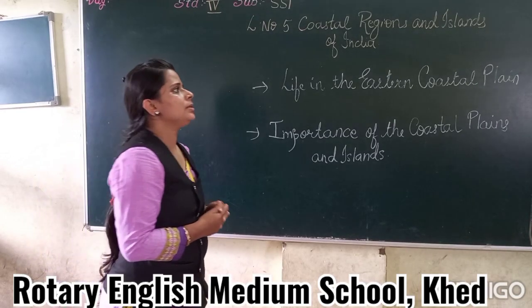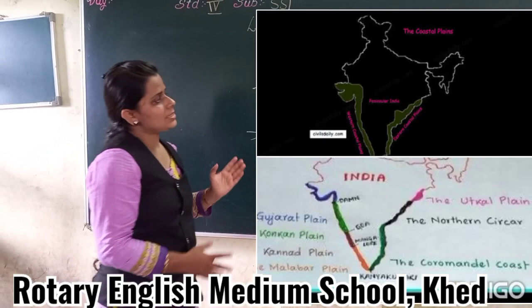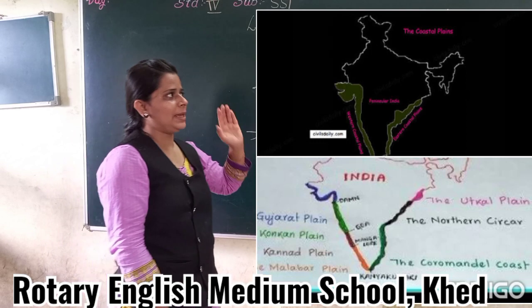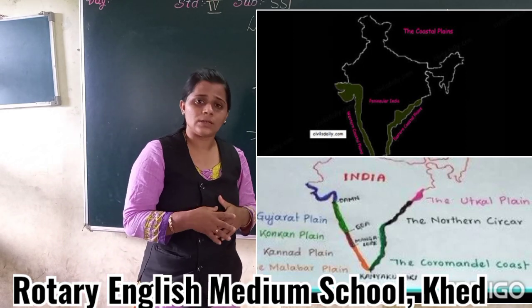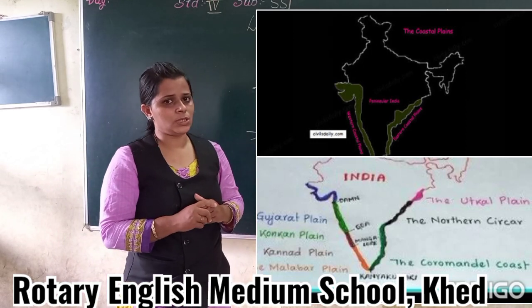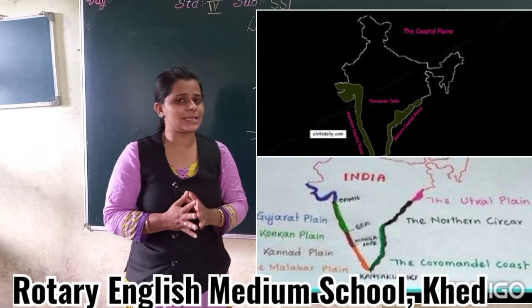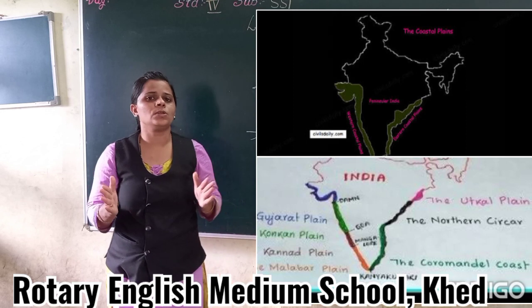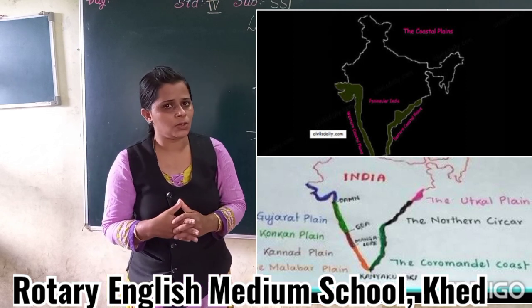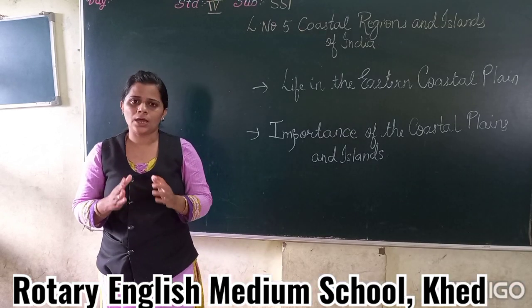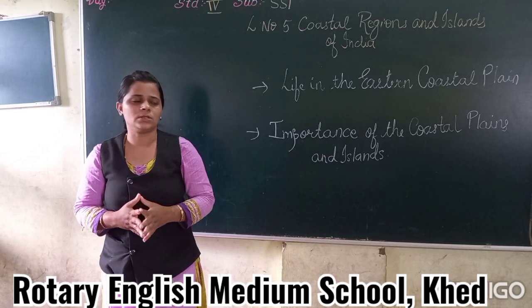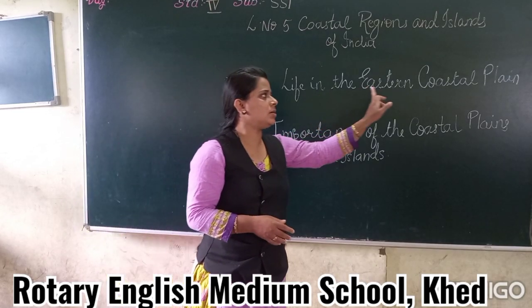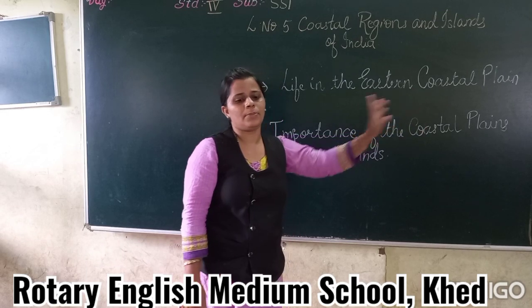Now, my dear children, the western and eastern coastal plains meet at Kanyakumari. Got it? I hope you have understood. I explained the western and eastern coastal plains; these two meet at Kanyakumari. Got it? I hope you have understood about life in the eastern coastal plain.